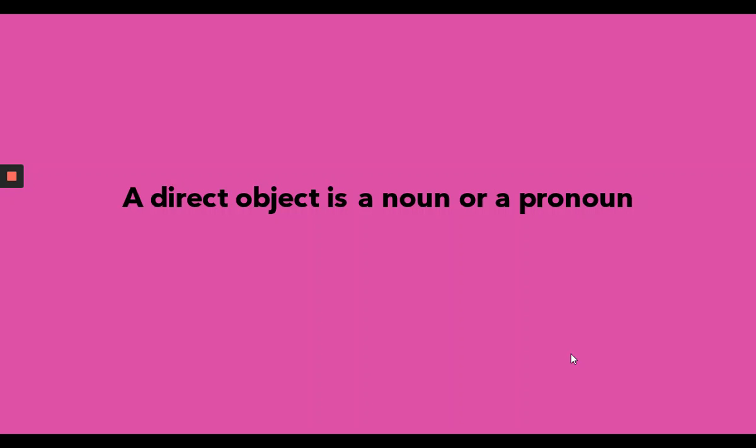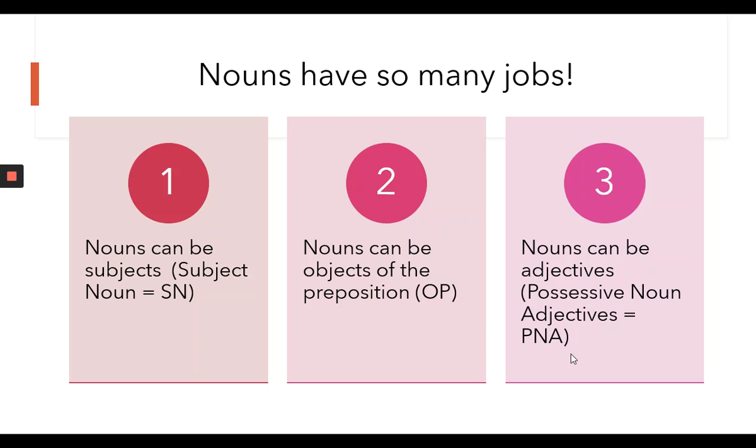The most important thing to remember is that a direct object is a noun or a pronoun. A direct object is another noun job. Nouns have so many jobs that we've learned about. We've learned that nouns can be subjects. We call this the subject noun. Every sentence has a subject noun in it. Nouns can also be objects of the preposition. We label this OP. They always come after the preposition and complete our prepositional phrase.